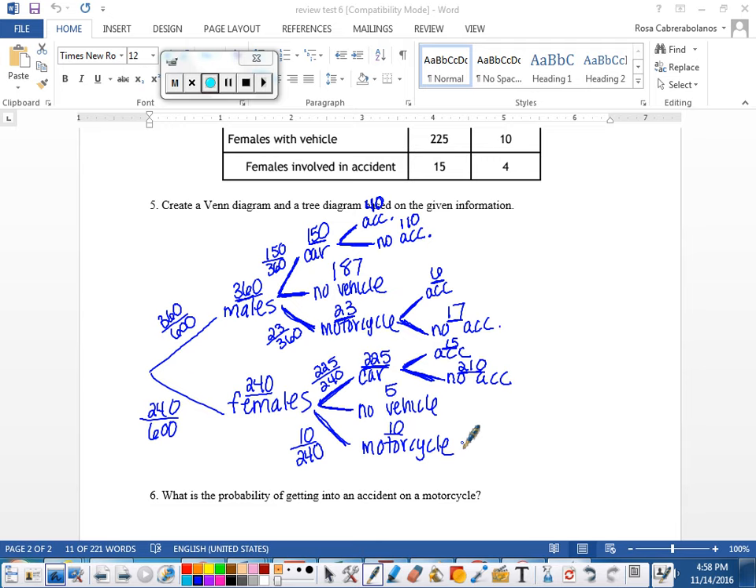Now, from the motorcycle, there could either be accident or no accident. According to my chart, 4 of them had an accident, and I had 10, so 6 of them didn't have an accident. If I want to find that branch, I'm going to do 4 divided by 10. If I want to find this branch, I'm going to do 6 divided by 10. You should have all those decimals in place right there.